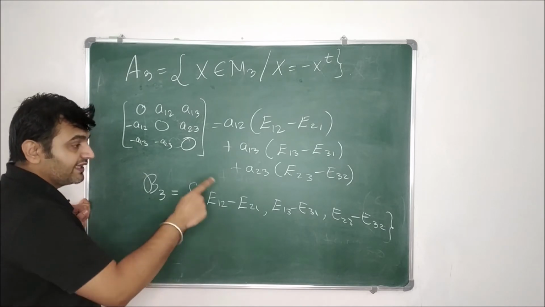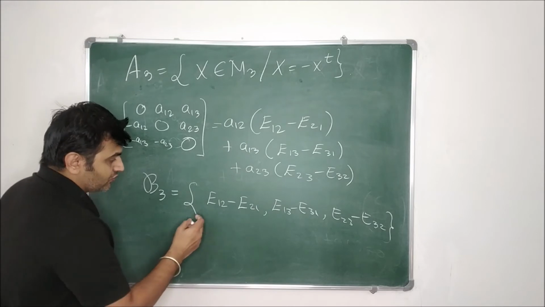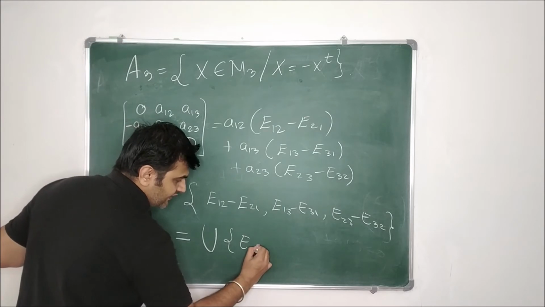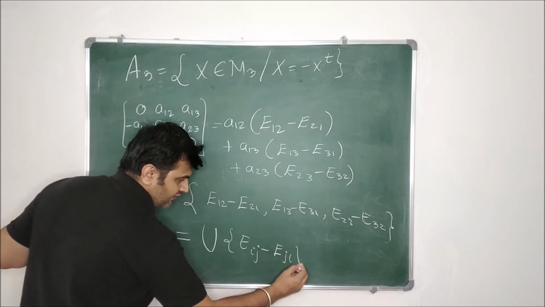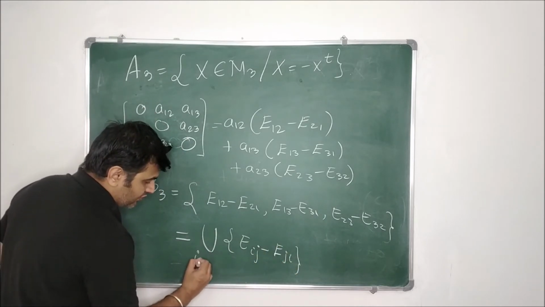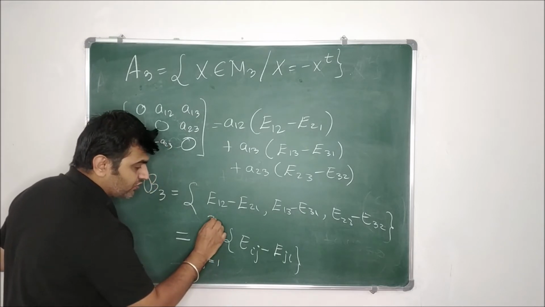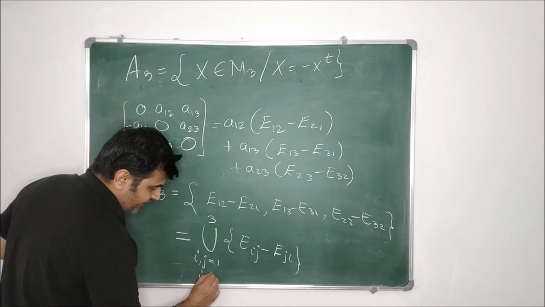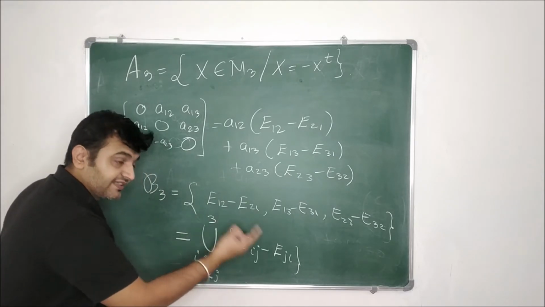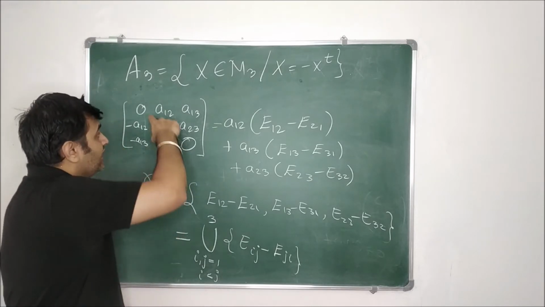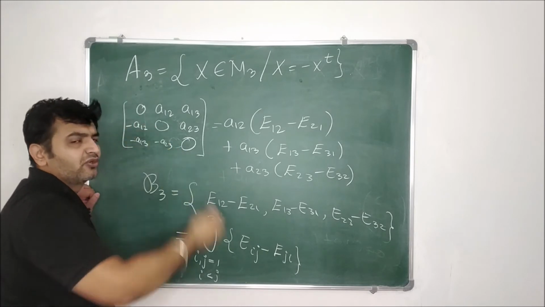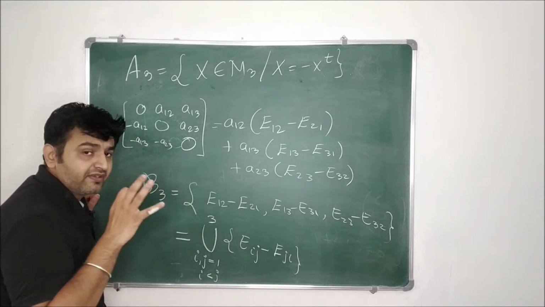Now, how can I write this concisely in a more precise way? Here I can observe this is union of which vectors? Eij minus Eji: 1 2, 2 1, 1 3, 3 1. And your I and J are going from 1 to 3, but I is less than J. Same as in the symmetric part, there also we had the same thing, except there you had union of diagonal as well, the Eii. But here the diagonals are 0, so in skew symmetric that part will not come.